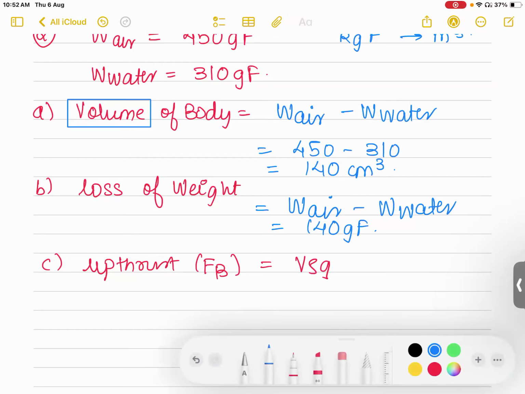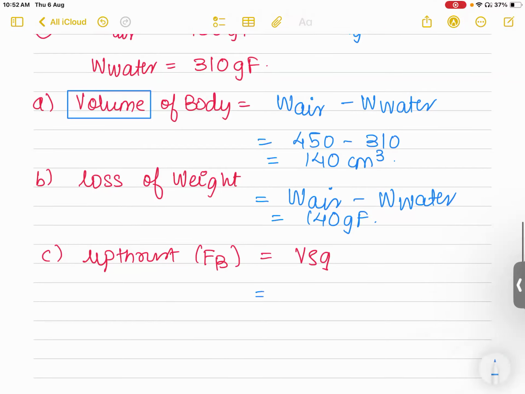Here, volume of solid is given to me, guys, which is 140. Density of liquid, which is water, I will take it as 1. The value of g is not given, so I'm putting it as it is. So I'm getting my answer as 140 GF. This is one trick to solve.